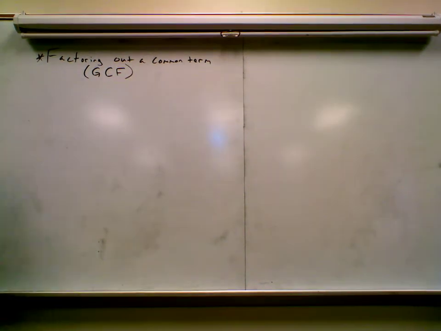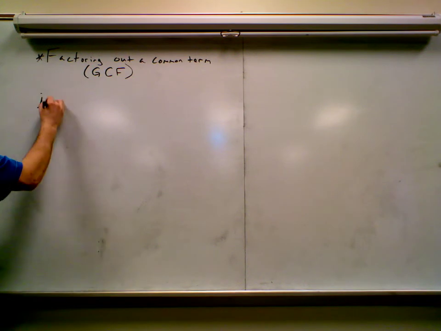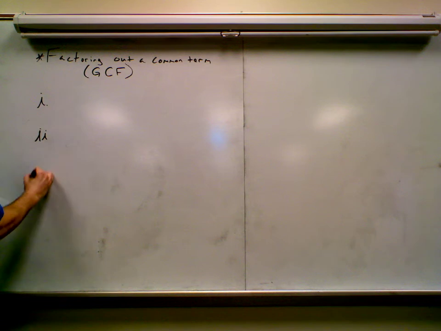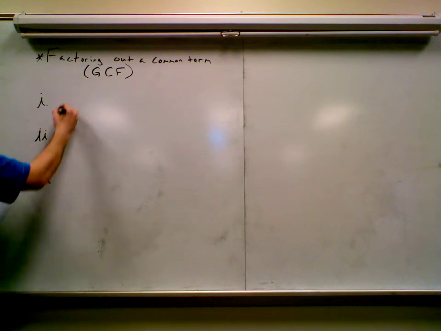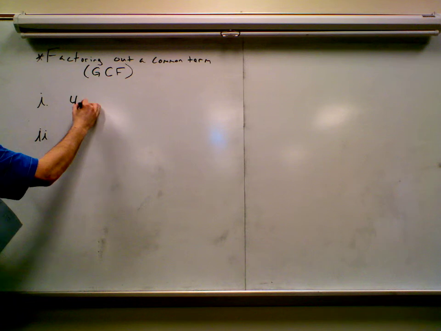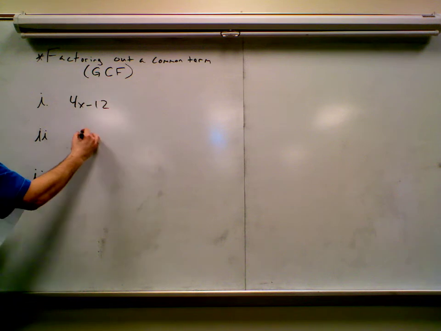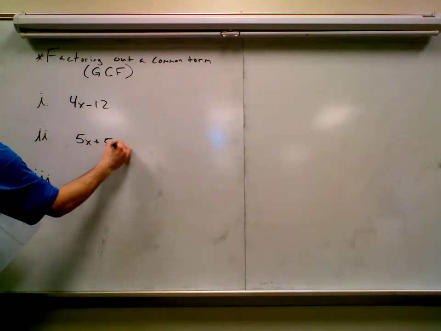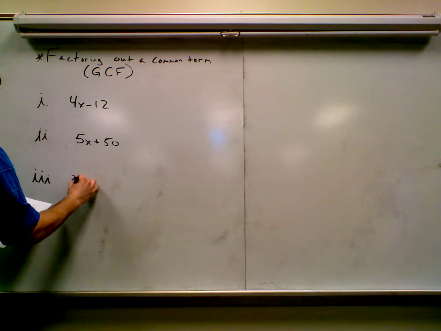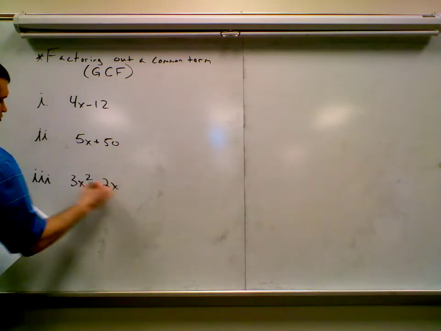GCF, the greatest common factor. So when we're factoring on a common term, we're looking for the greatest common factor. In your examples, you have I, double I, and triple I, right? 4x minus 12, that's I. 5x squared plus 50, that's double I. 3x squared minus 2x, that's triple I.